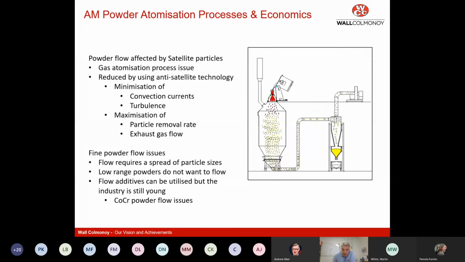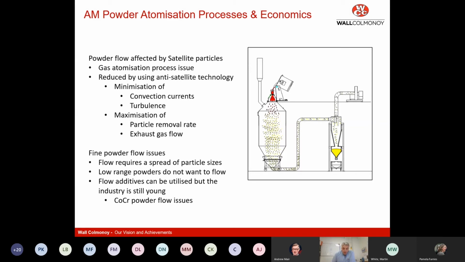But it's very, very difficult to control the turbulence within that tower because of the interaction of a gas stream with the liquid metal and the resulting large increase in volume that gas experiences as it gets hotter. Those turbulence and convection forces can make smaller particles return back to the top of the tower, and that's where they come into contact with a particle which is solidifying at a slower rate because of its mass. That attraction and connection can result in those satellite particles.